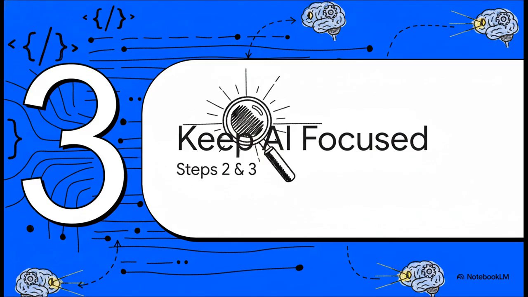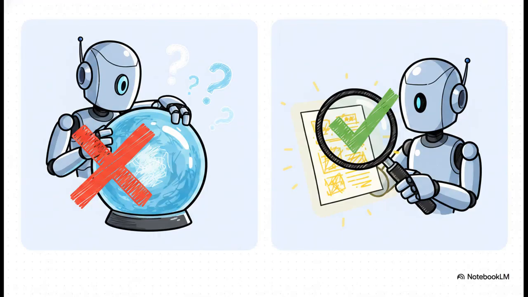Now into Section 3, keeping the AI focused. Okay, so we've prepped our AI. Now we move into steps 2 and 3 of the workflow, where the model actually reads the code and begins its review. And here we have to keep it intensely focused. This brings us to Rule 1, stick to context only. The AI must use only the provided code. It is not allowed to assume or invent missing context.